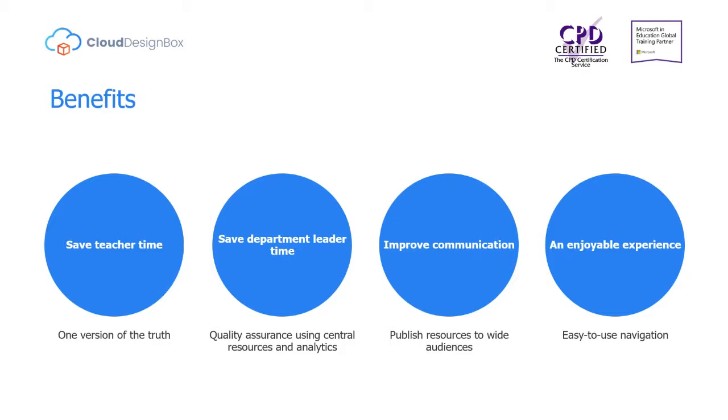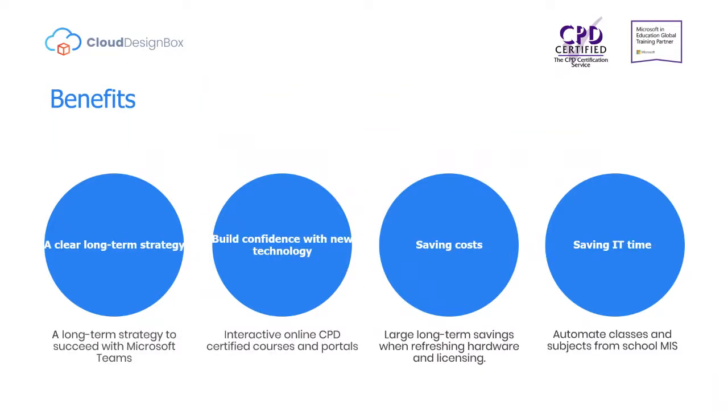And I guess a really important aspect that we'll be looking at today as well is improving communication. So having those areas where you can publish resources to wide audiences. So that might be at the school level, but it might also be at the MAT level as well. And making it an enjoyable, easy to use experience.